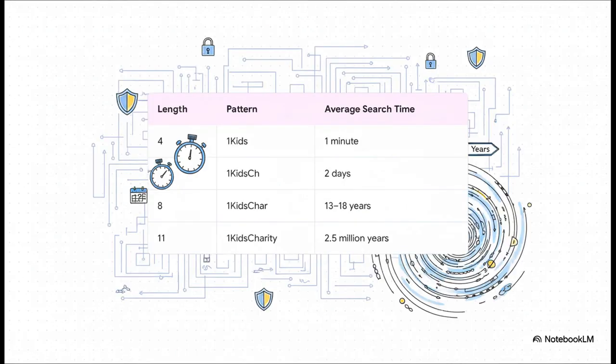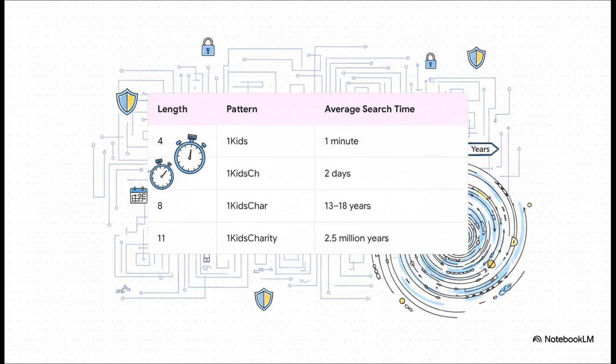Okay, now this is where it gets crazy. This really shows you the brutal math of it all. Look at this. To find an address that starts with one kids, that's just 4 characters, takes about a minute, no big deal. But just add 2 more letters to make it one kid's chair, and suddenly you're waiting for 2 days. And if you want the whole thing, one kid's charity, well, you'd better get comfortable. Because on that same computer, it would take you, on average, 2.5 million years.